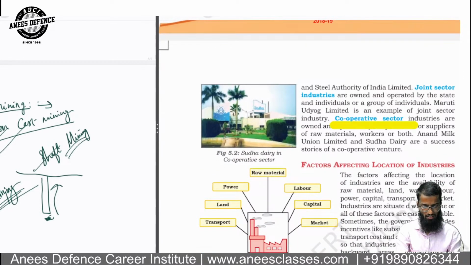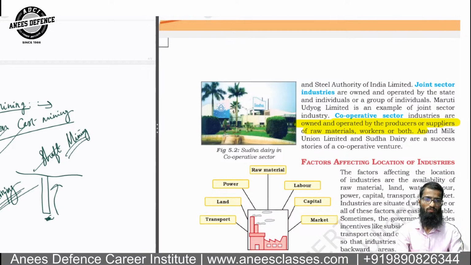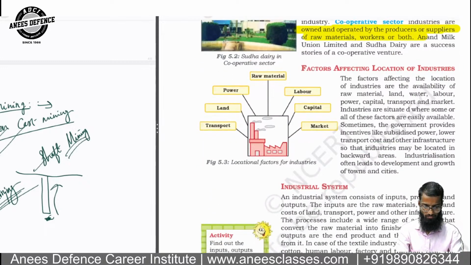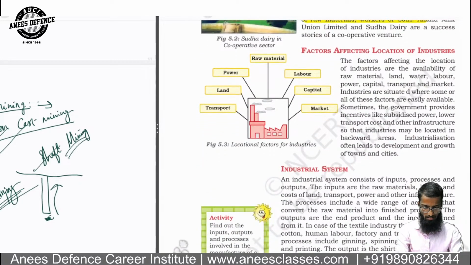The cooperative sector, which is now in boom, is owned and operated by the producers or suppliers of raw materials, workers, or both. Anand Milk Union Limited and Sudha Dairy are successful examples of cooperatives. Even Amul is a successful example of cooperative industries, right?